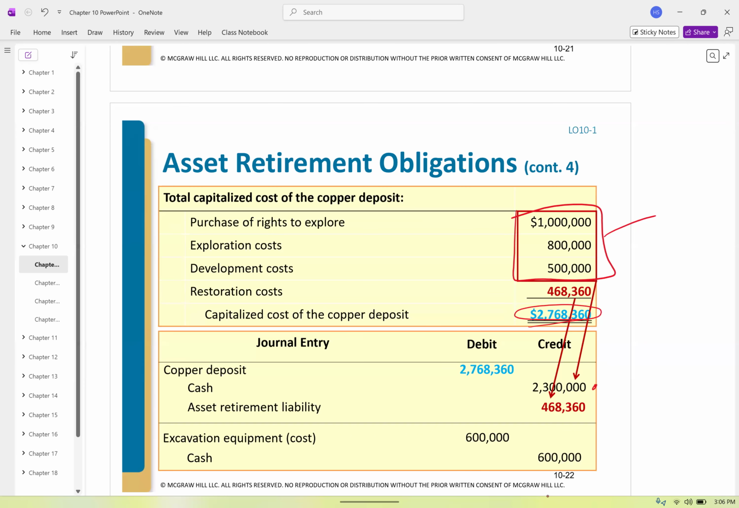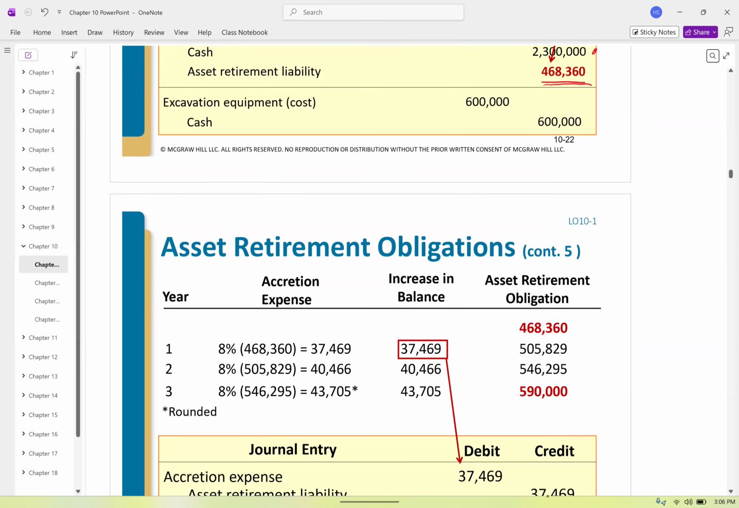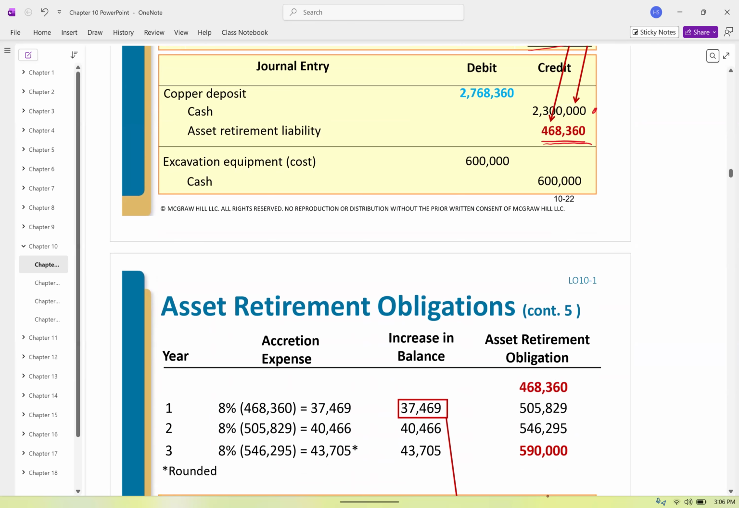We're not going to pay for the restoration cost until the end. So they put that in an asset retirement liability. It is a liability account. That is the present value of that amount as well. They also bought the excavation equipment and credited cash for that. They're probably just going to depreciate that over 3 years.